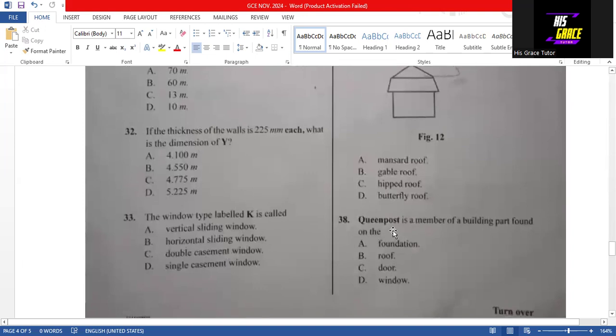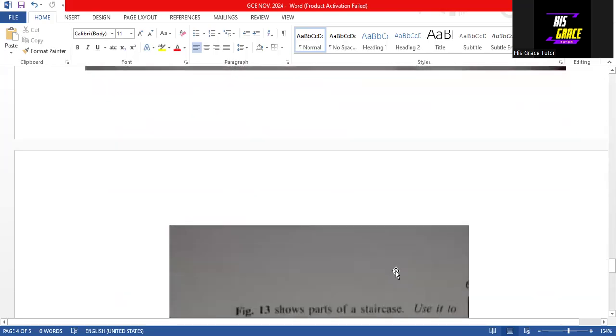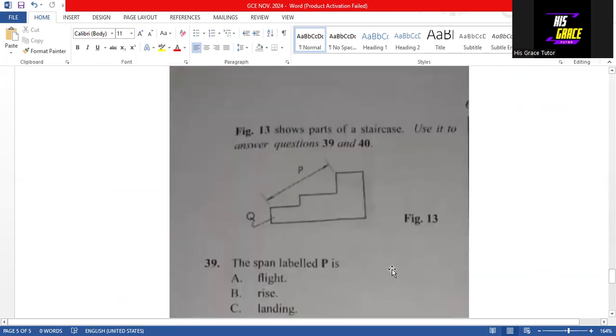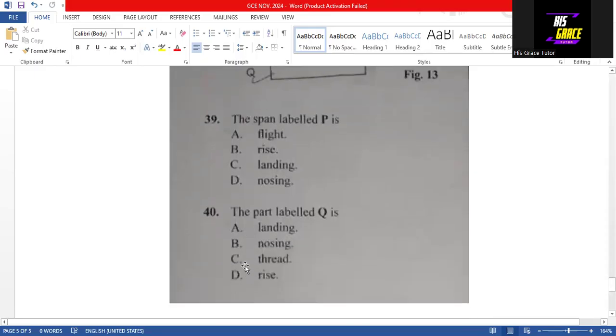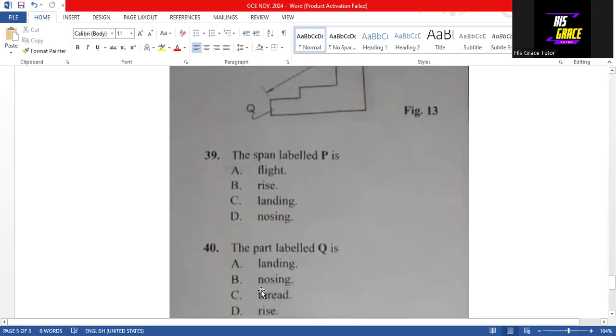Then question 38. Queen post is a member of a building part found on the roof. That is option B, the answer to that question. Then we move to the remaining questions, 39 and 40. We have to use this diagram to answer those two questions. Question 39. The span label P is a flight. That is option A, the answer. Then question 40. The part label Q is rise. That is option D, the answer to that question.